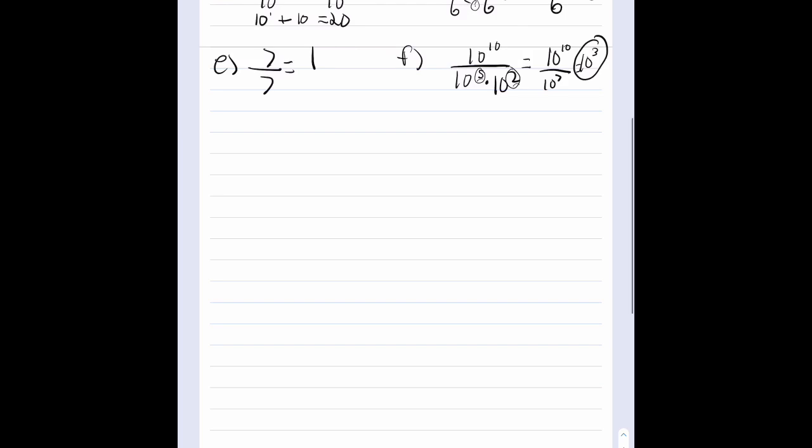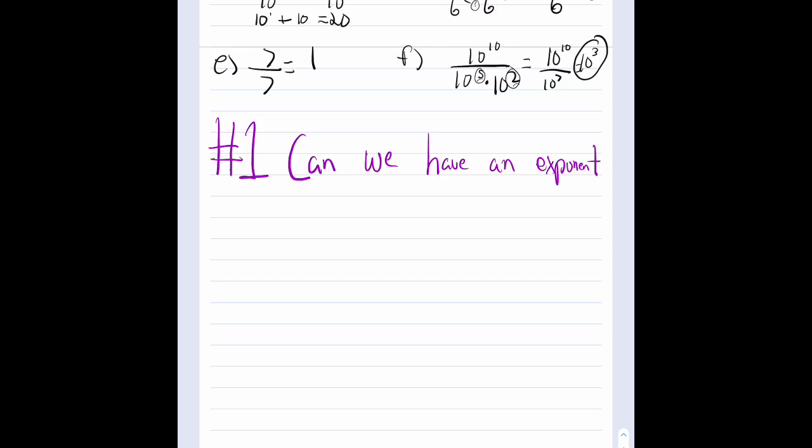Here is our first question of the day. It's this. Can we have an exponent of 0? Can we have an exponent of 0? For instance, 4 to the 0. Well, maybe there's some guesses on what you think it might be.